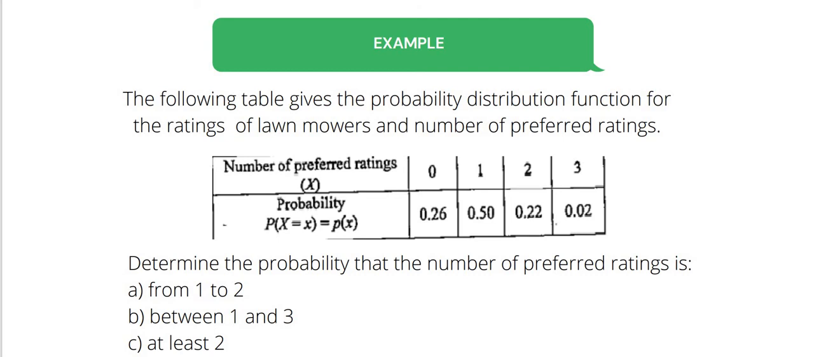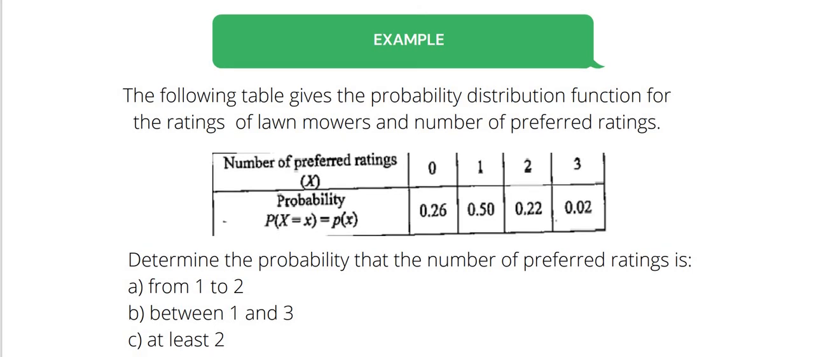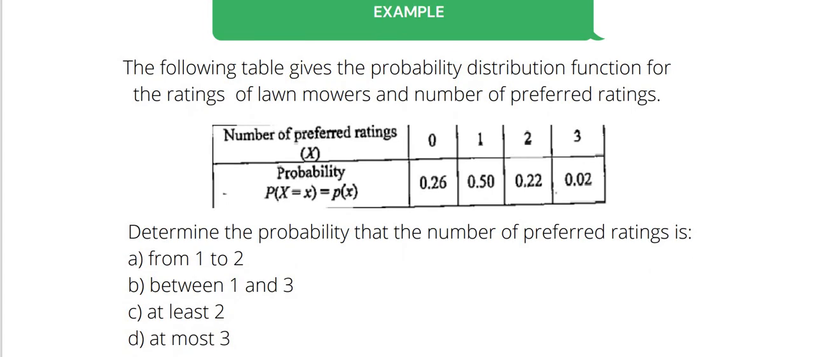The question asks you to determine the probability that the number of preferred ratings is: A, from 1 to 2. What does it mean from 1 to 2? Later I will explain. B, between 1 and 3. C, at least 2. And D is at most 3. So now we go to the slide.